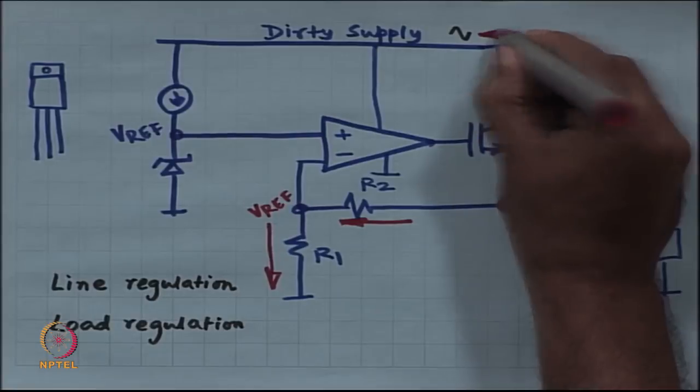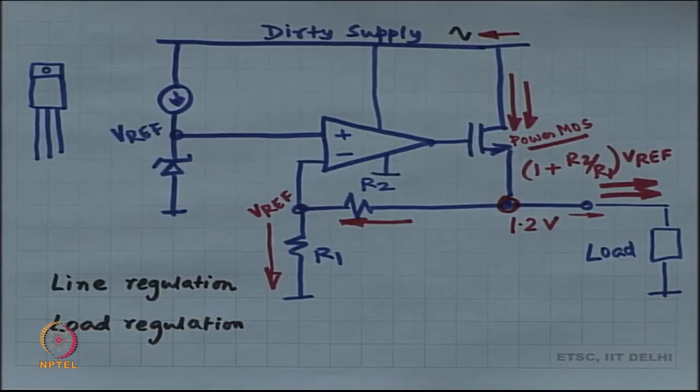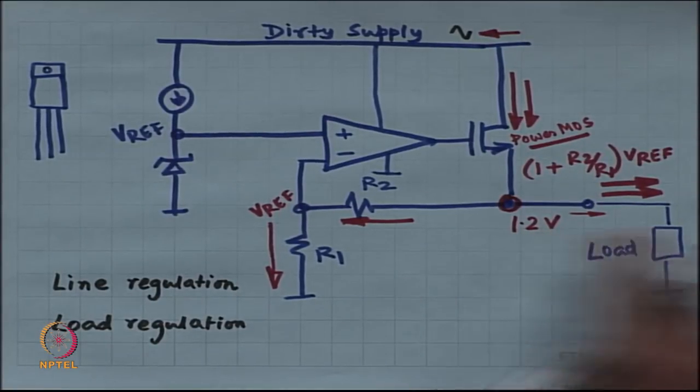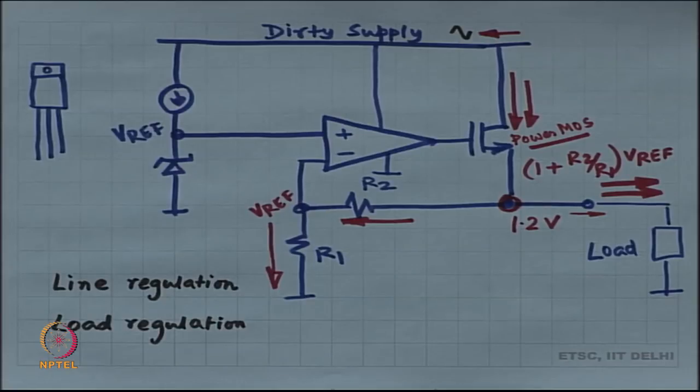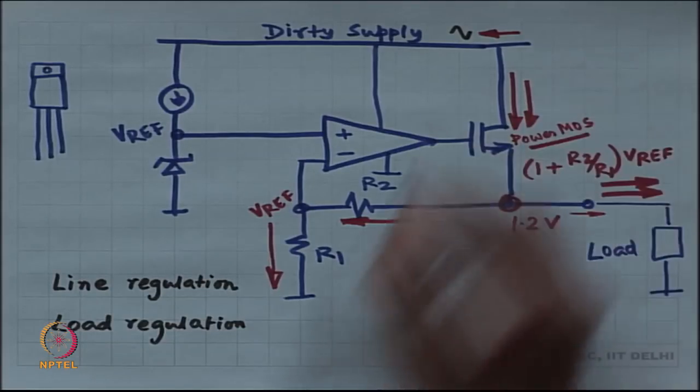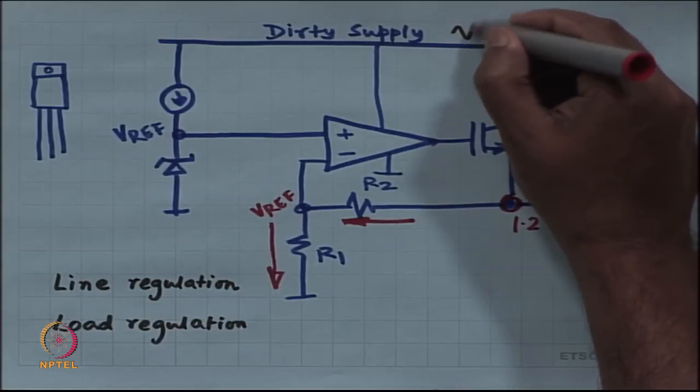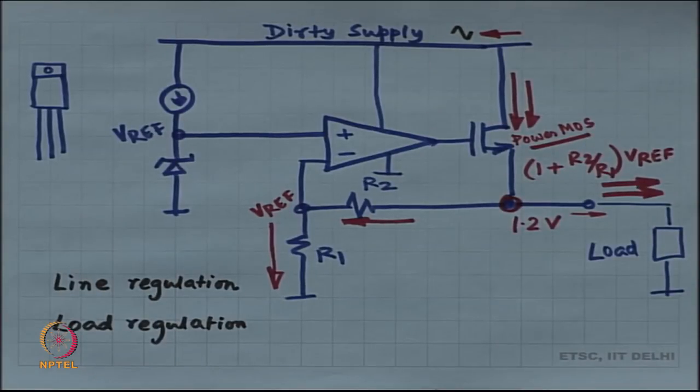What is the lowest value of the dirty supply if the clean supply required is 1.2 volt? How will you figure this out? First of all, if there is any amplitude on the dirty supply, that is going to affect how large this has to be. But then there is one more thing involved.